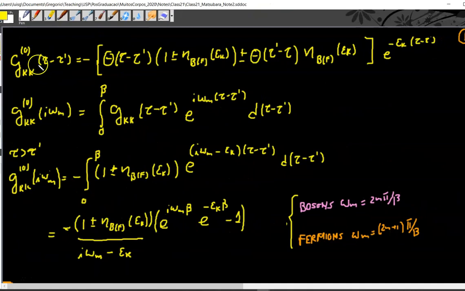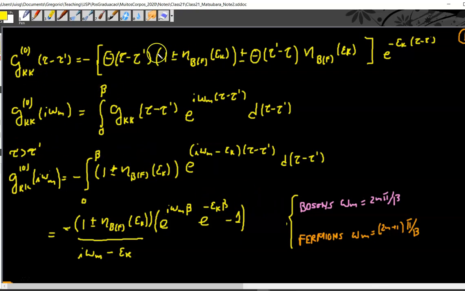All right, so let's now calculate the Fourier transform of this object. And already notice that it would be of this form. So I have to integrate from 0 to beta. And these frequencies are either even multiples of pi over beta or odd numbers of pi over beta, depending on whether you have bosons or fermions. So let's start with, say, tau larger than tau prime.